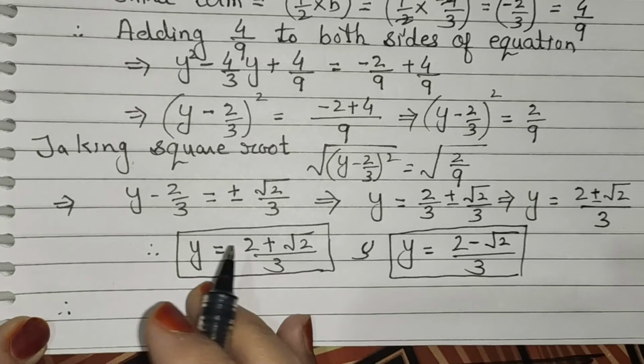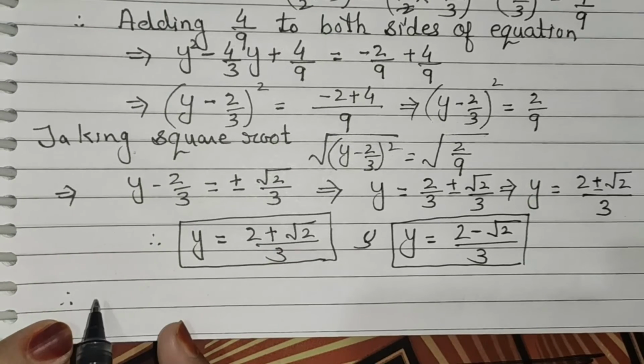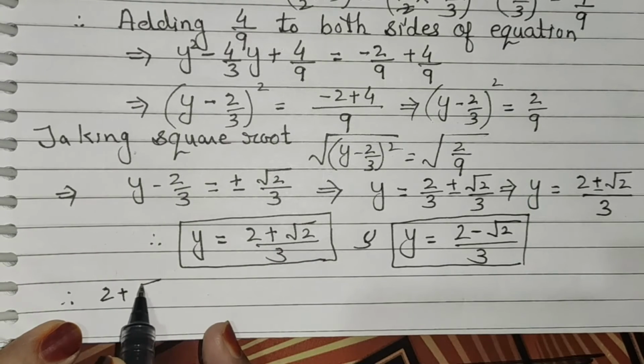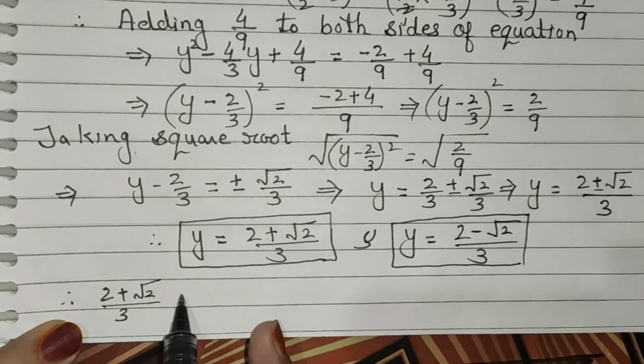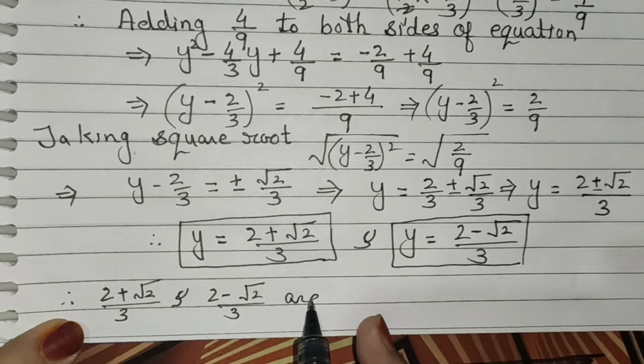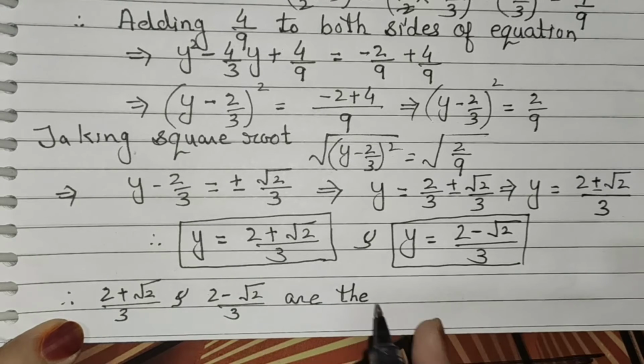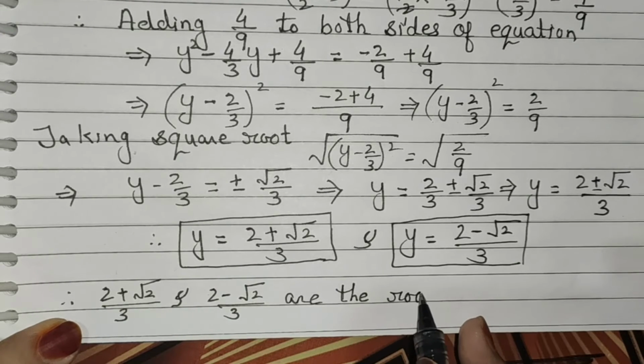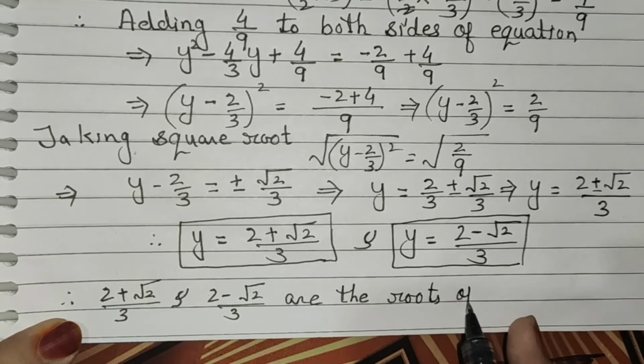Write down the answer here. Therefore, 2 plus root 2 upon 3 and 2 minus root 2 upon 3 are the roots of the given quadratic equation.